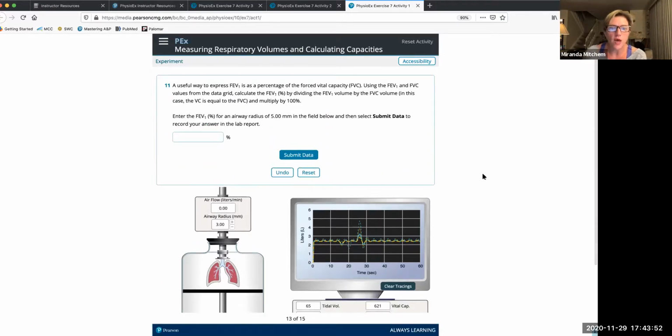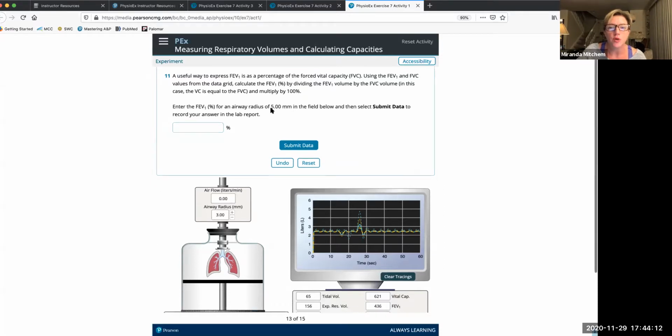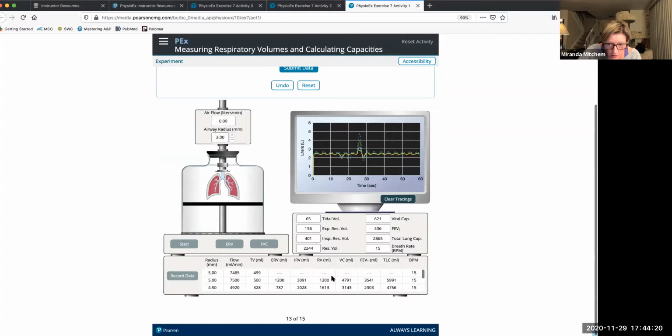Okay, a useful way to express FEV1 is as a percentage of the forced vital capacity. Using the FEV1 and FVC values from the data, calculate the FEV1 percentage by dividing FEV1 by FVC and then multiplying by 100. So we're going to look at the radius of 5 millimeters below for this. Oops, I'm sorry. Okay, so we're going to look at the second line here. And it asks us to take the FEV1, which is 3541.